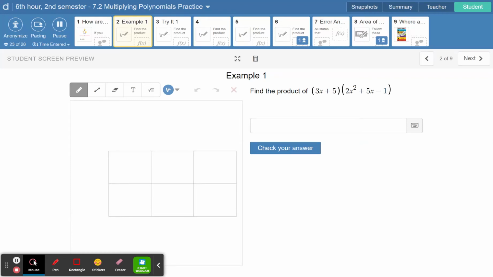Okay, in today's video we're going to go over the 7.2 multiplying practice for the polynomials. So it says find the product. The first thing that you should do is write the binomial on the side. So the binomial is 3x and then the plus 5. And then the trinomial I like to put on top. It does not matter actually.